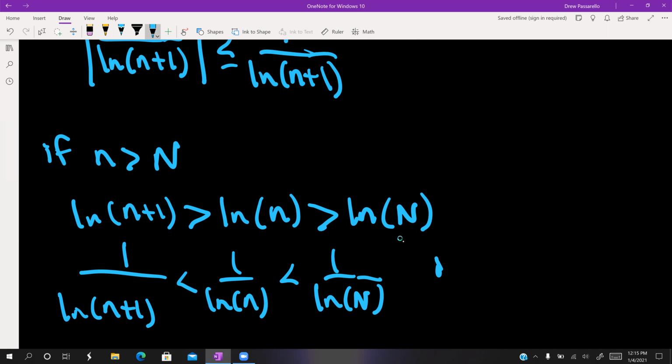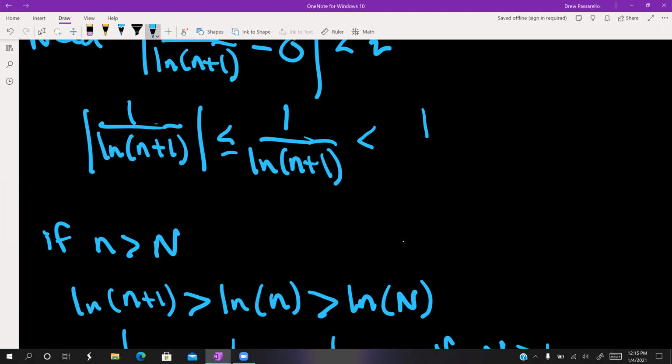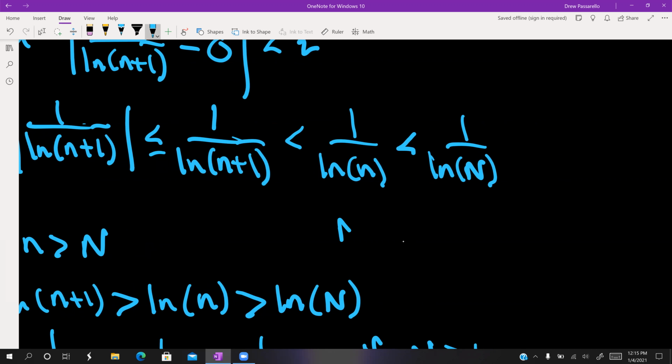Now keep in mind this is if capital N is bigger than 1, because we can't divide by 0. Okay, so that's needed because, again, we can't divide by 0. So then we have this is less than 1 over the natural log of little n, and that's less than 1 over the natural log of capital N. And we need this to be less than epsilon, and capital N is specifically going to be greater than 1.